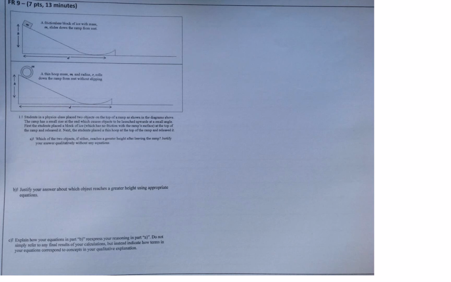On this one they do mean without any equations, which you can figure out by looking down here, because B asks you to now justify your answer about which object reaches a greater height using appropriate equations, and C is explaining how B re-expresses A. So you are connecting all of your qualitative reasoning, your explanation, to your equations.